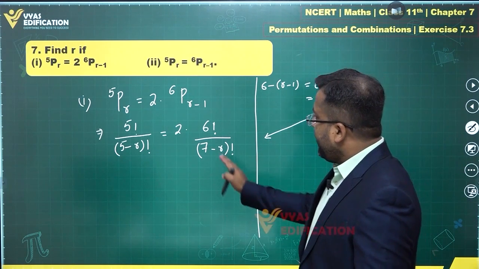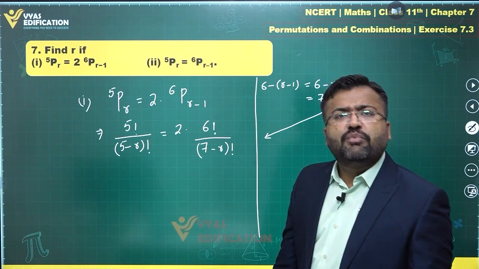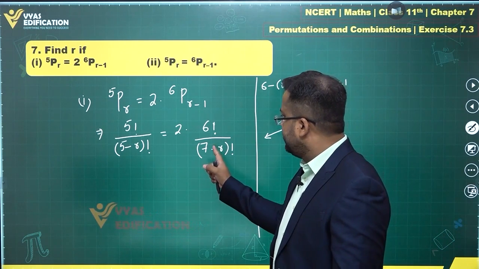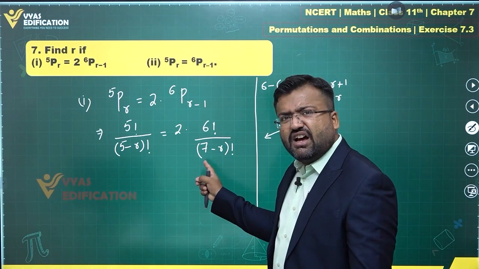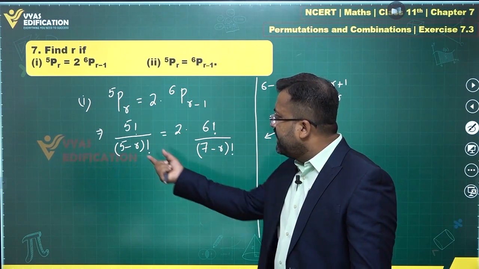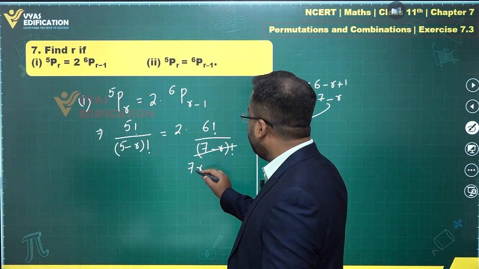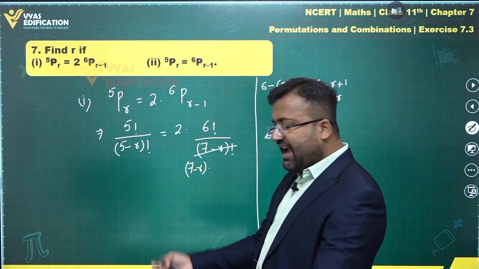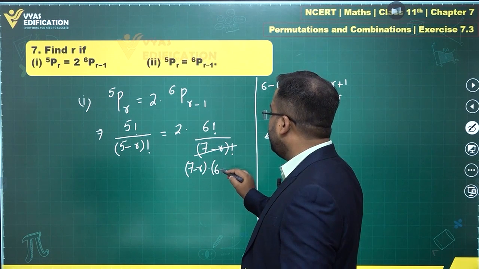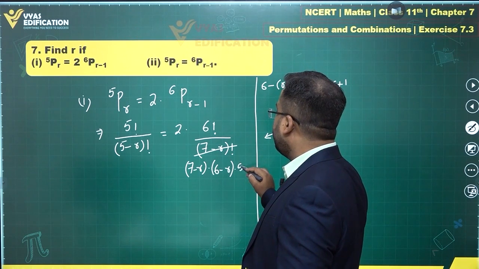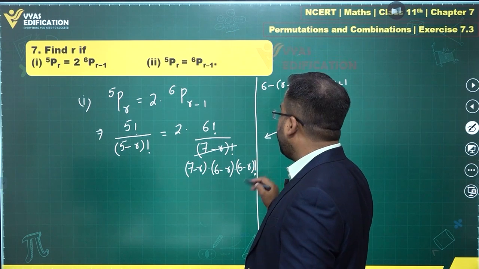Okay, so 7 minus r and 5 minus r, which do you think is the bigger number? 7 minus r seems bigger, right? This is a bigger number, and this is a smaller number. So 7 minus r will have one term 7 minus r, then it will have 6 minus r, one smaller number, and then it will also have 5 minus r factorial, right?